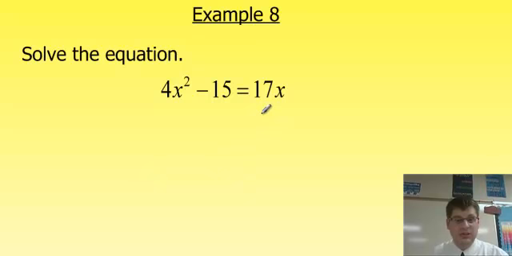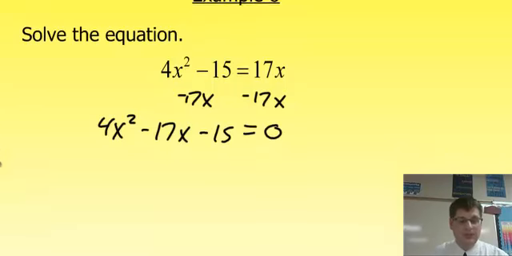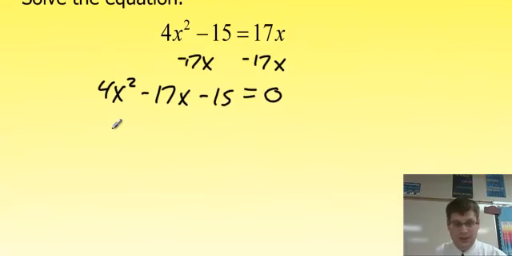And our last one. So we're solving the equation. But here's the problem. When we're solving, it has to be set equal to 0. So the first thing we have to do is set it equal to 0. So I'm going to subtract 17x from both sides. And I'm going to write it in descending order. So I start off with the largest exponent first, x squared, then minus 17x minus 15, and that equals 0. So now that I got it equal to 0, now we can start the whole factoring process.